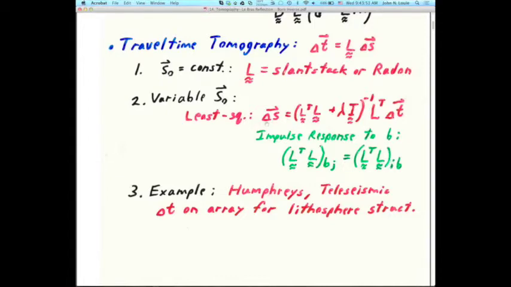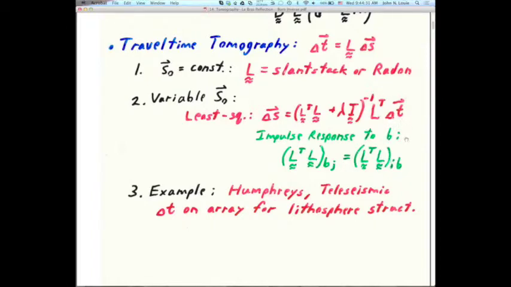So we use the least squares idea with the next delta s model estimate being a damped L transpose L inverse, adding some lambda along the diagonal, which is an identity matrix, and using this to scale the back projection. Okay, which again is just L transpose delta t.